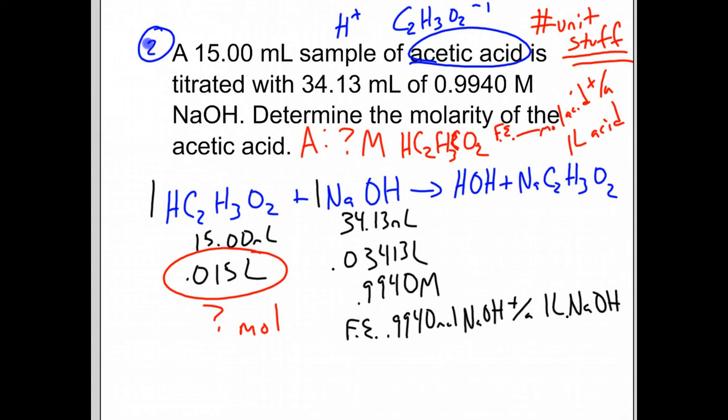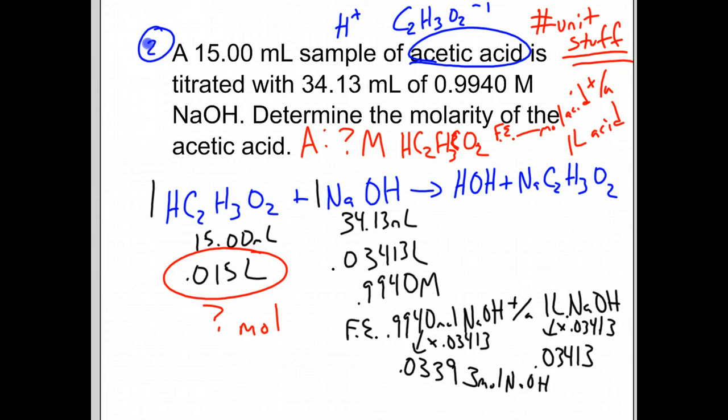So if I know that there's 0.9940 moles of NaOH for 1 liter, well, how much is there for 0.03413 liters? Well, it's going to be about 3% of this number. It's going to be almost the exact same thing since 0.9940 is almost 1. And so we get almost 0.03413, 0.03393. And that's moles of NaOH. And now because there's a 1-to-1 ratio between these two, I know that this number is also 0.03393 moles of the acid.